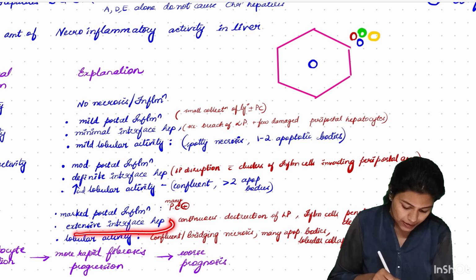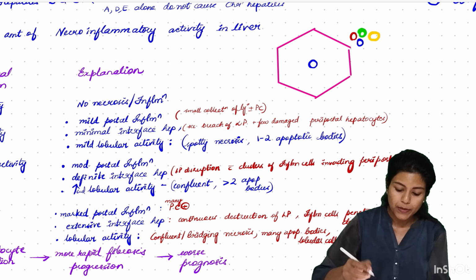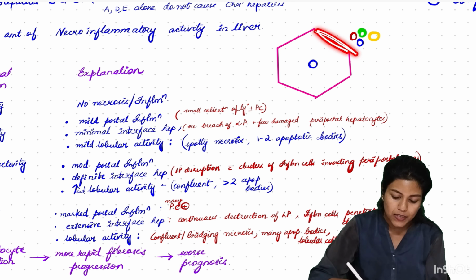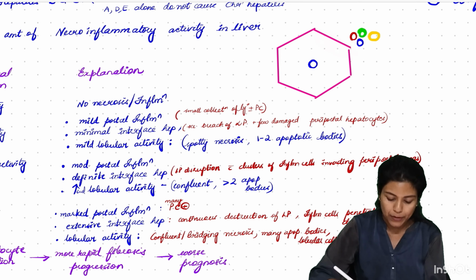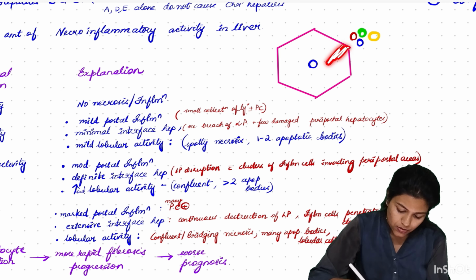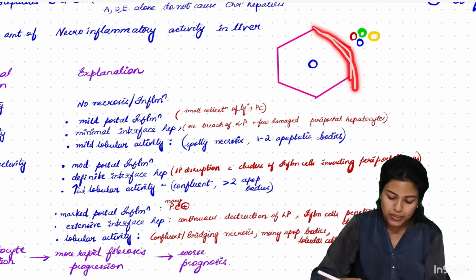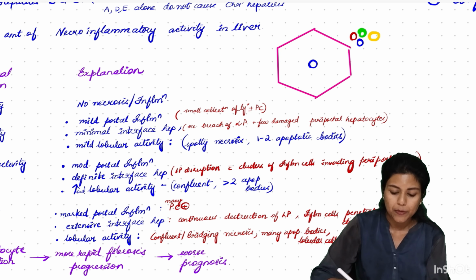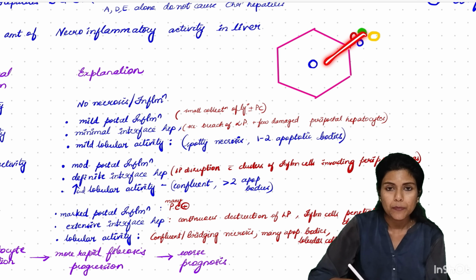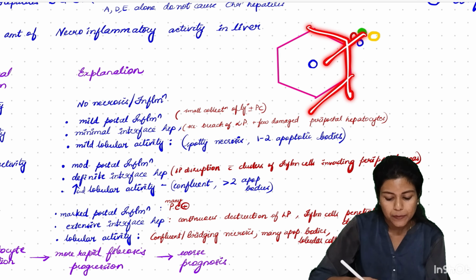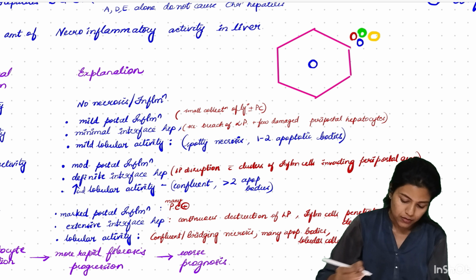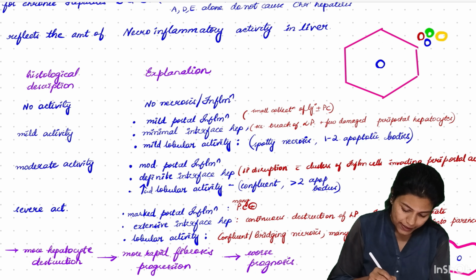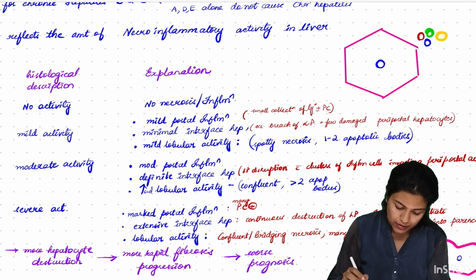And interface hepatitis is extensive. In the moderate grade, the limiting plate is disrupted and the peripheral hepatocytes are damaged. Here, there is continuous destruction of the entire limiting plate, and the inflammatory cells will penetrate deep into the parenchyma. It will disrupt the limiting plate and penetrate deeper. That comes under severe activity, extensive interface hepatitis.